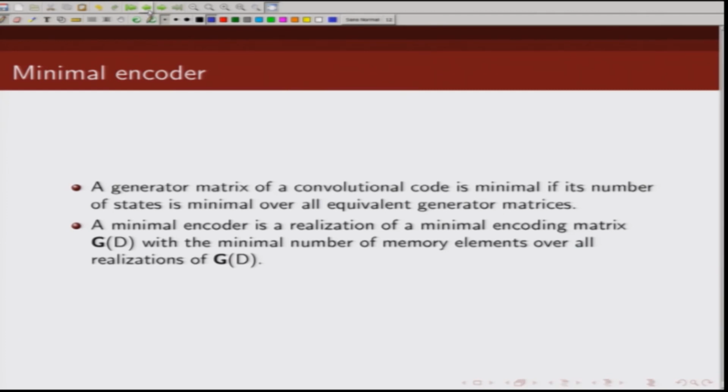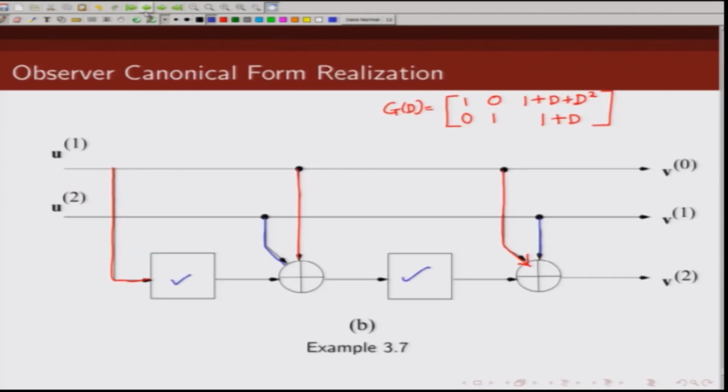And for the example that we have considered, you can see from the generator matrix that the maximum degree of D is 2. So we at least need 2 memory elements to represent it, and you can see the observer canonical form realization in this particular example will result in the minimal encoder for this convolutional encoder. So this realization will result in the minimal encoder realization for this convolutional encoder.